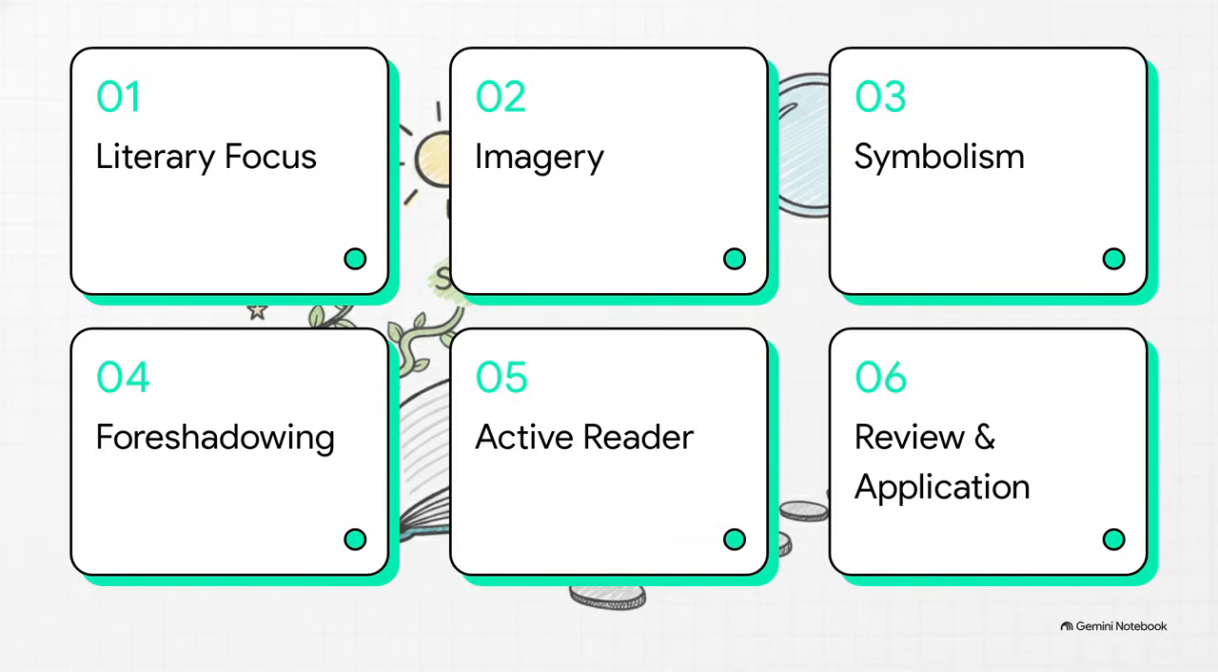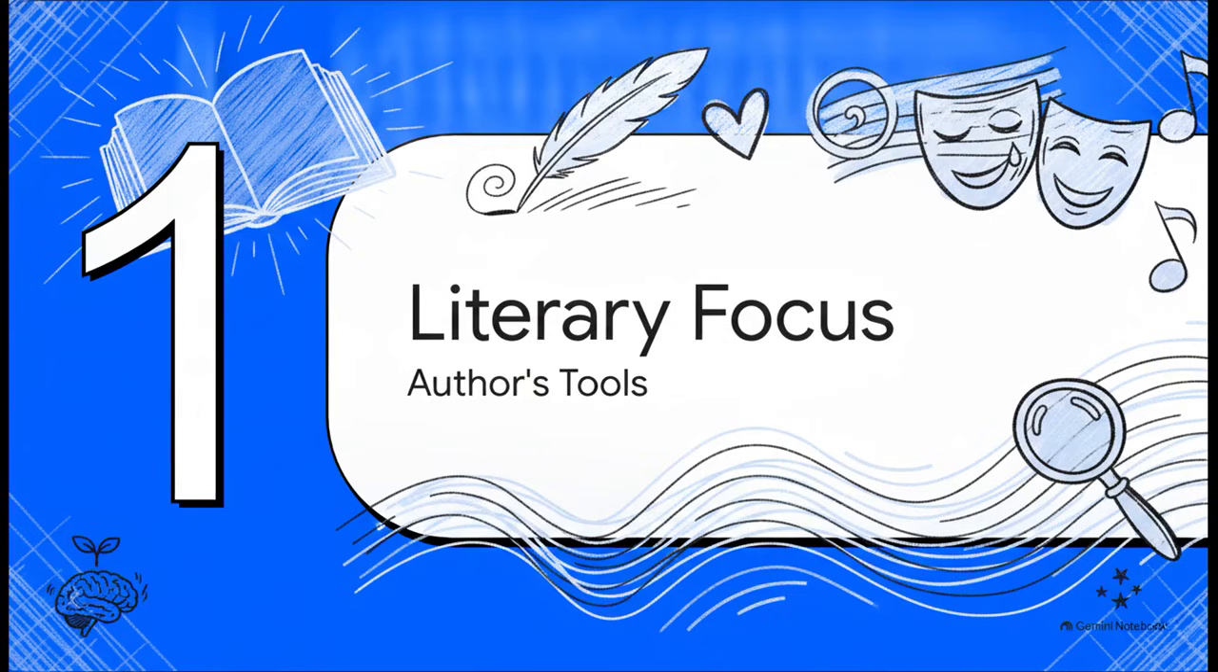So here is our game plan for today. We'll start by opening up the author's toolkit. Then we'll cover imagery, which is painting with words, symbolism for uncovering hidden depths, and foreshadowing to build suspense. After that, it's your turn for some active reading, and we'll wrap up by talking about the godly learner. Let's get into it. Okay, jumping right into Section 1, the author's toolkit.